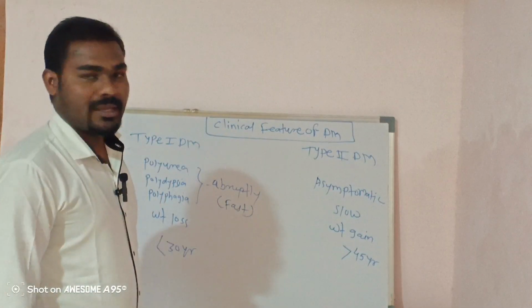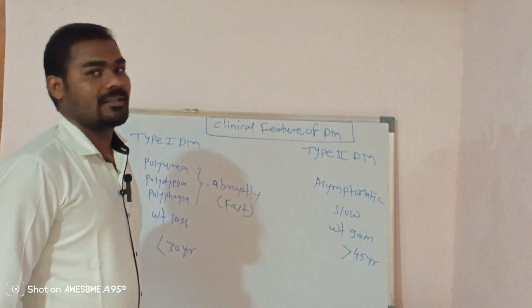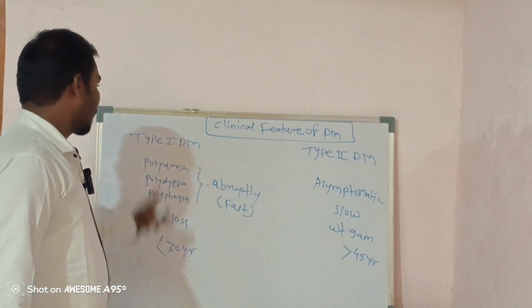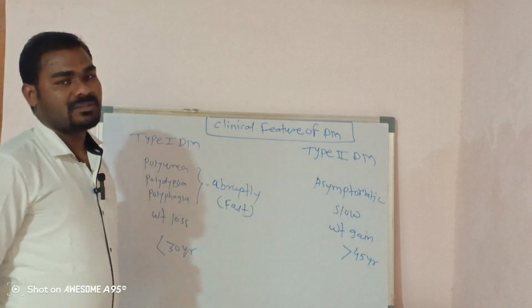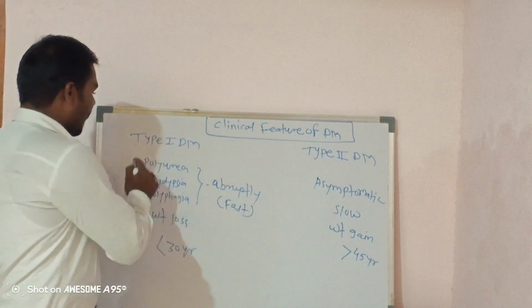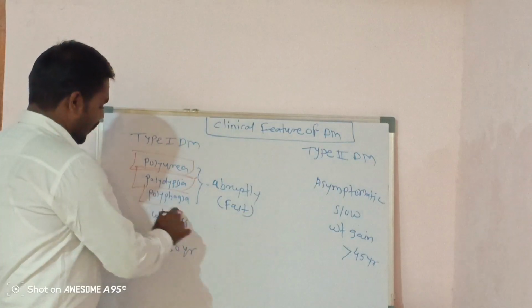And today our topic is clinical features of diabetes mellitus. So let's get started. Clinical features of diabetes mellitus. Type 1 diabetes mellitus and type 2 diabetes mellitus. There are two types. In type 1 diabetes mellitus, polyuria, polydipsia and polyphagia.